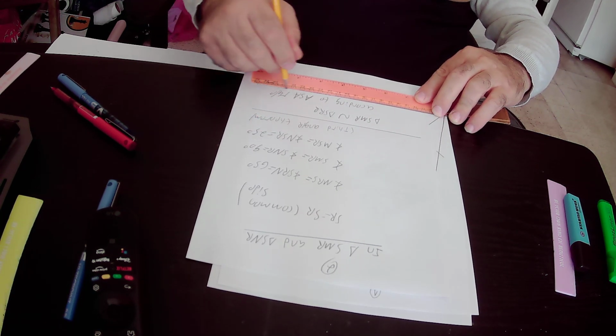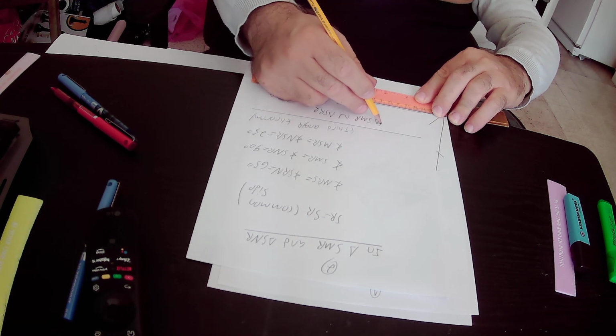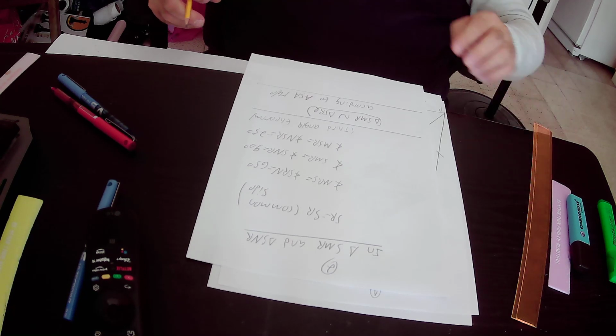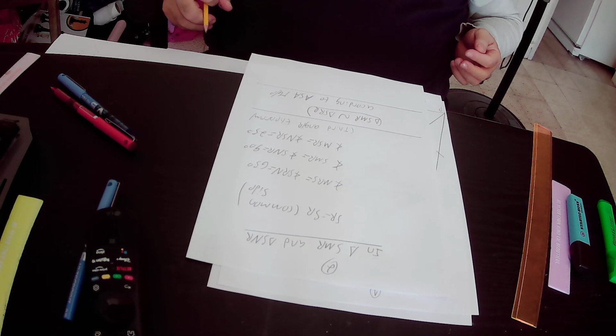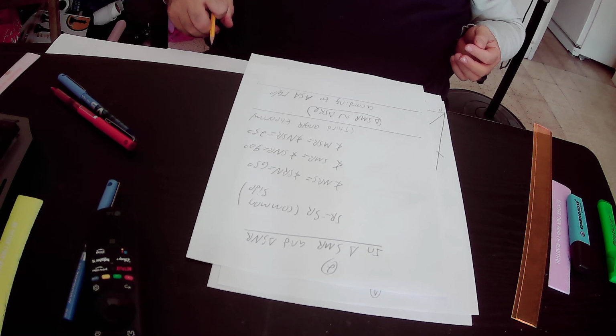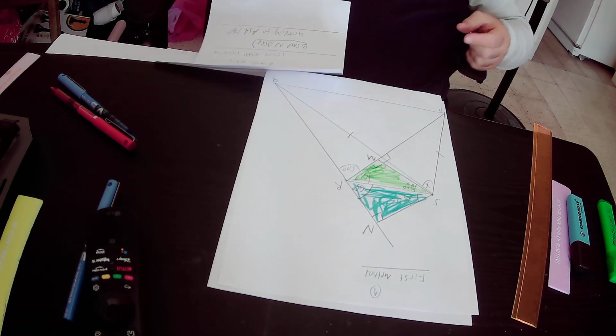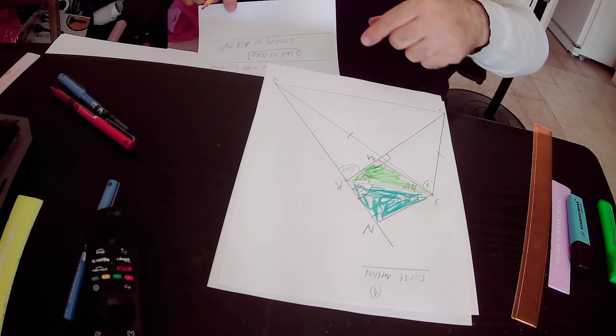So what is the angle side angle rule? Angle side angle rule states that if you prove that two angles and the side between them in one triangle are equal to two angles and the side between them in the other triangle, then you actually proved that those two triangles can go into each other according to the angle side angle rule. Okay, so the green triangle can go into the blue triangle.